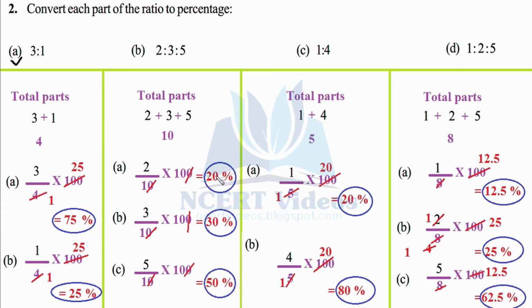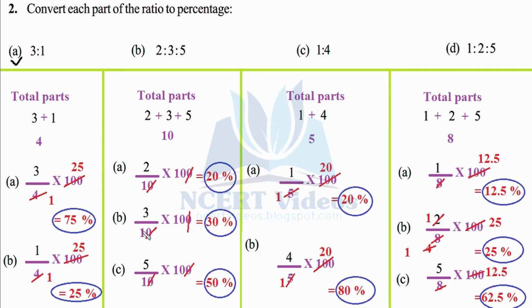50 plus 30 plus 20. 20 plus 30 is 50. 50 plus 50 is 100. Now let's solve them. Total number of parts: 2 plus 3 plus 5. This is 5. 5 plus 5 is 10. So 2 parts out of 10 into 100. 10 cancels. 20.